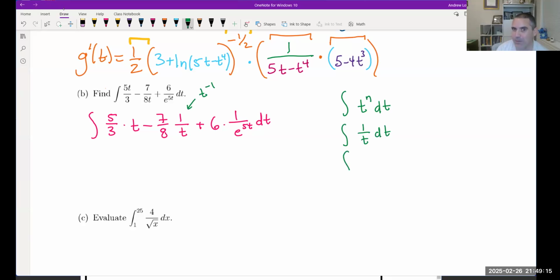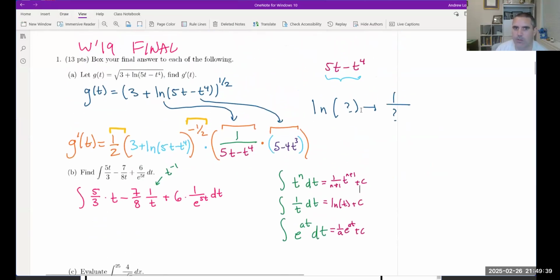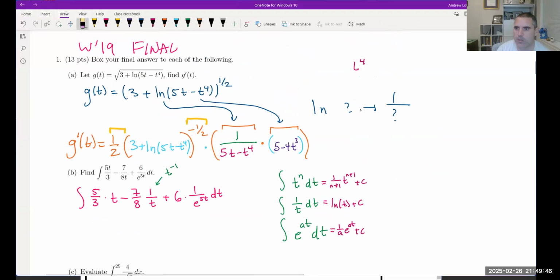And you should expect that there's 3 rules because there were 3 derivative rules, and there's going to be 3 integral rules going backwards. This one's the log. This one's 1 over a e to the at plus c. This is 1 over n plus 1 t to the n plus 1. So it's the direct reverse of our 3 derivative rules. And in this course, those are the only ones we cover. So put those up here.